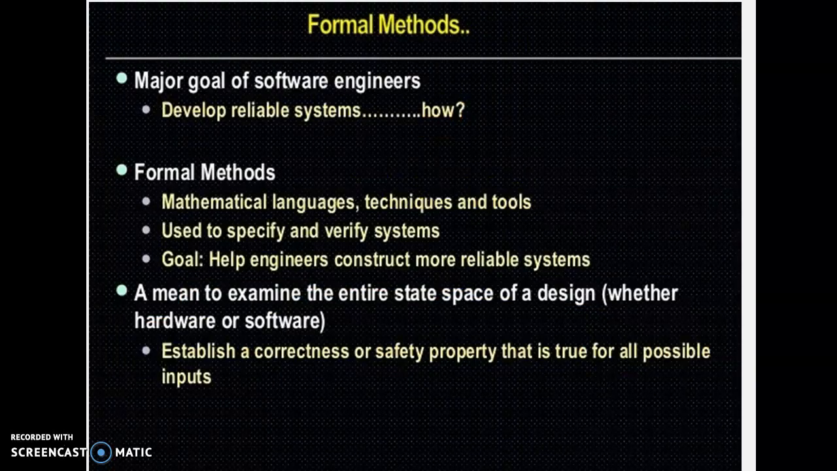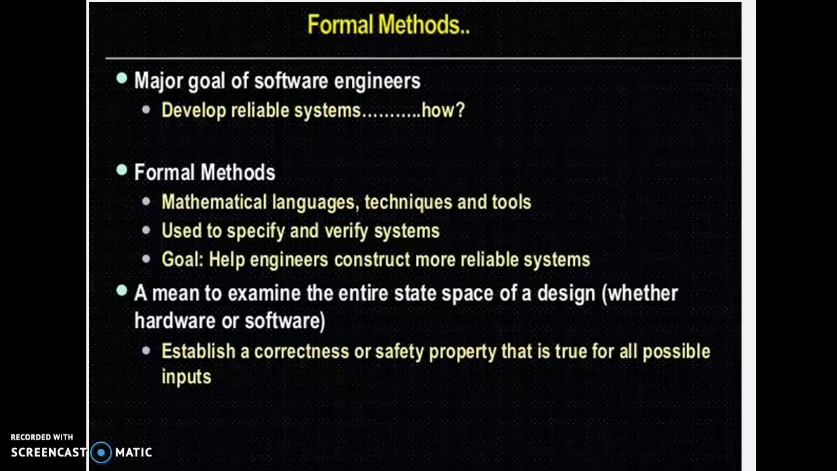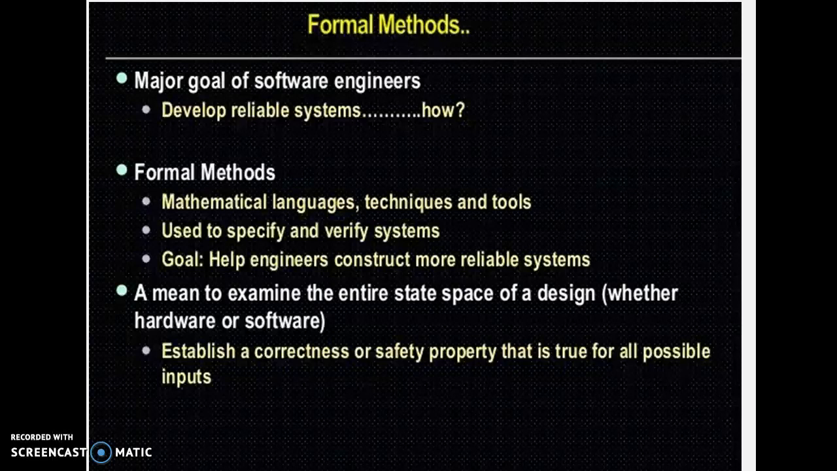The major goal of software engineers is to develop reliable systems. But how do software engineers develop reliable systems? We have to develop the formal methods. The formal methods can be derived from mathematical languages, techniques, and tools. They are used to specify and verify systems so that engineers can construct reliable systems, a means to examine the entire state space of a design, whether hardware or software, and establish a correctness or safety property that is true for all possible inputs.